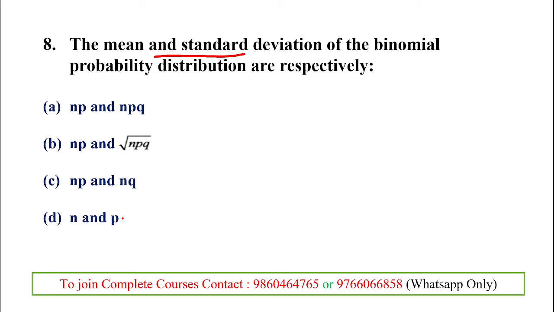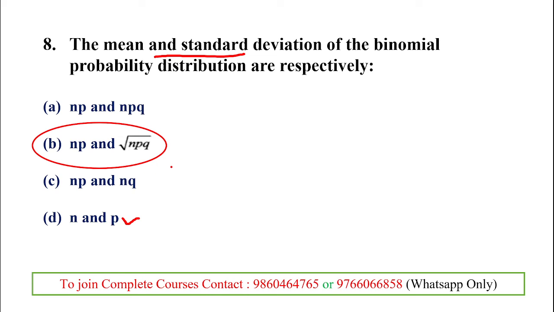We know N and P are the parameters in the binomial distribution. And what about the mean and standard deviation? Here the mean is NP and the standard deviation is the root of NPQ. So if we want to calculate the mean and standard deviation, we can get NP and root of NPQ.